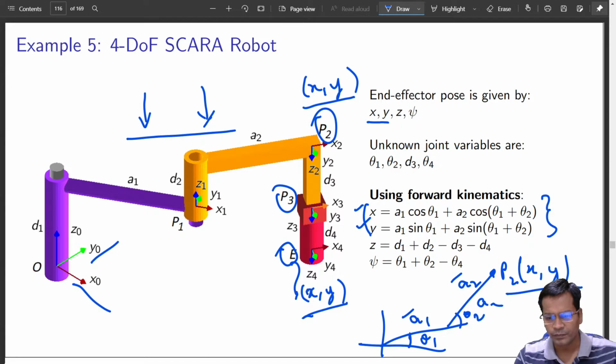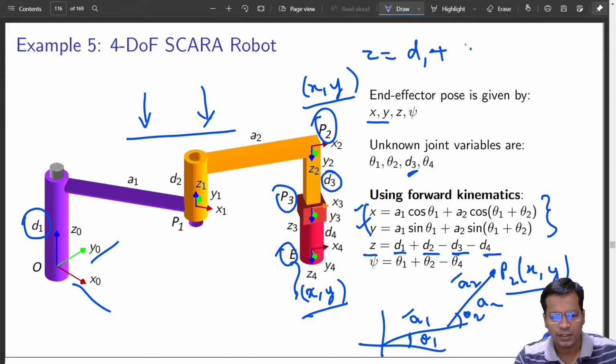Next is z. Z is the sum of all the vertical distances. One of them, or two of them, one of them is a variable. Which one? D3 is the variable because this is a prismatic joint. So D3 is a variable. That means Z equals D1, which is constant, that is the offset of link 1, plus D2, again a distance measured along the Z axis. D2 is again an offset which is constant, that forms the structure of link 2, plus D3.